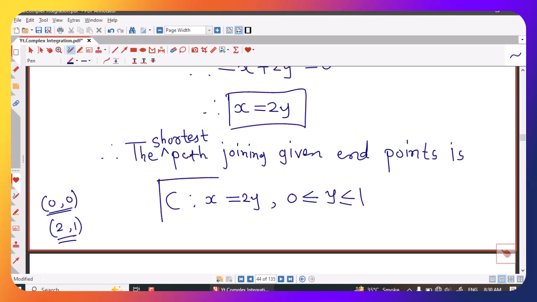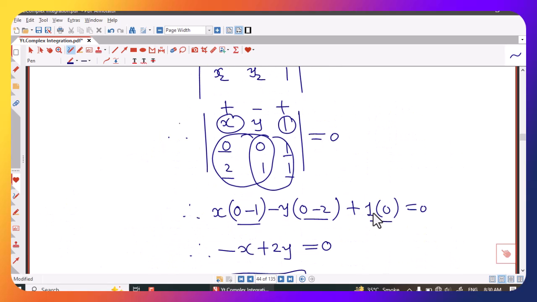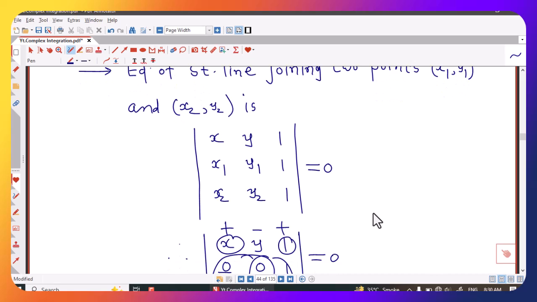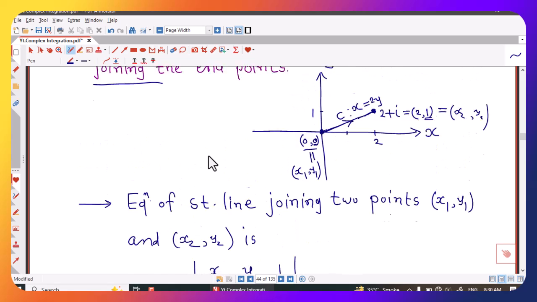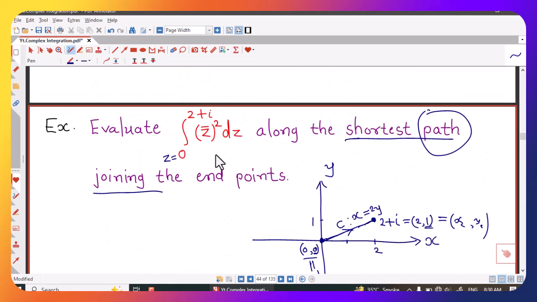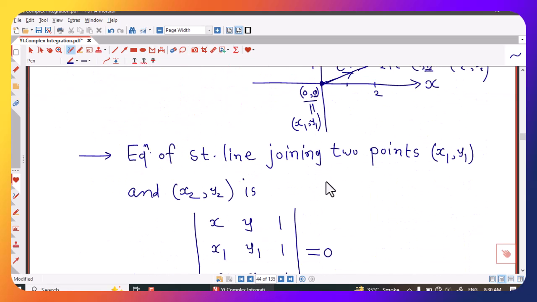So this is a new thing: we have to determine the shortest path between the given points, and that is always a straight line. So we can remember this determinant form of the equation of a straight line, or you can use another form of the straight line equation to determine this line segment joining 2 points. Now the rest of the things are routine. First we will consider this function z bar square, and we will convert it in terms of y because we are writing x as a function of y.